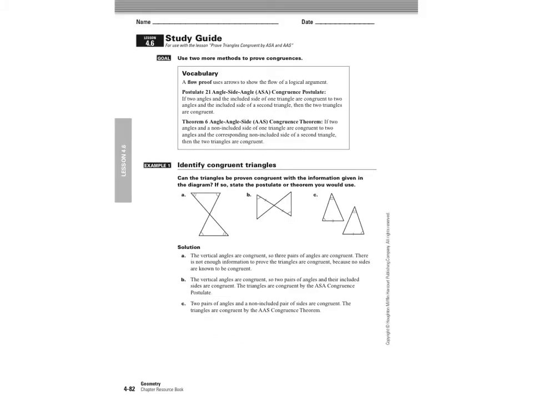And then 4.6, this was the last 2 shortcuts. And this was angle, side, angle, and angle, angle, side. Now, all of the pictures on the quiz tomorrow will have letters, so you can come up with your statement. On this picture here, you could identify which theorem or postulate. However, you wouldn't be able to give the congruency statement because there's no letters.